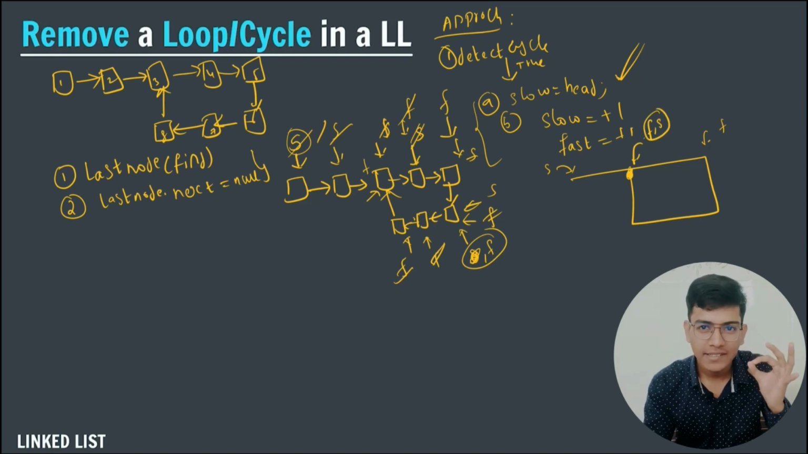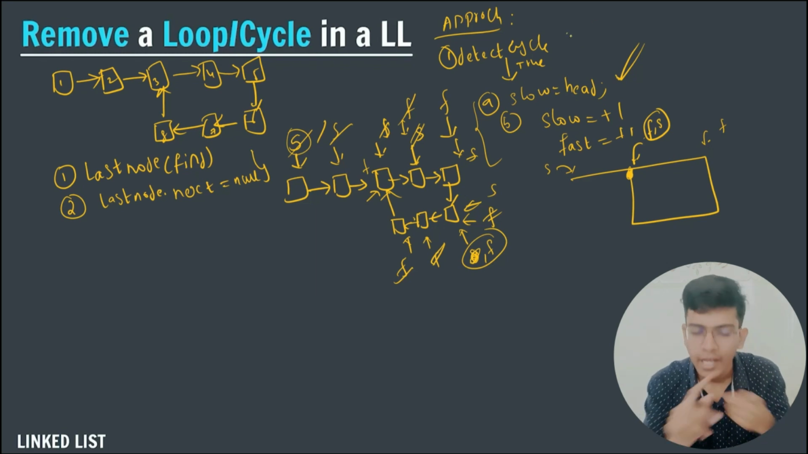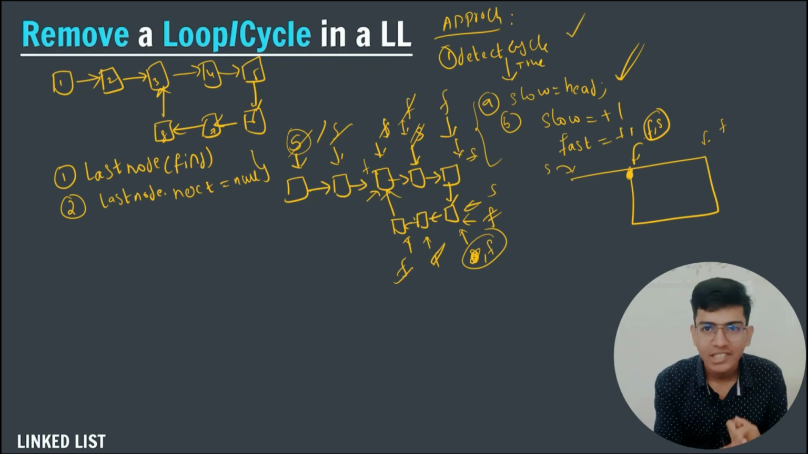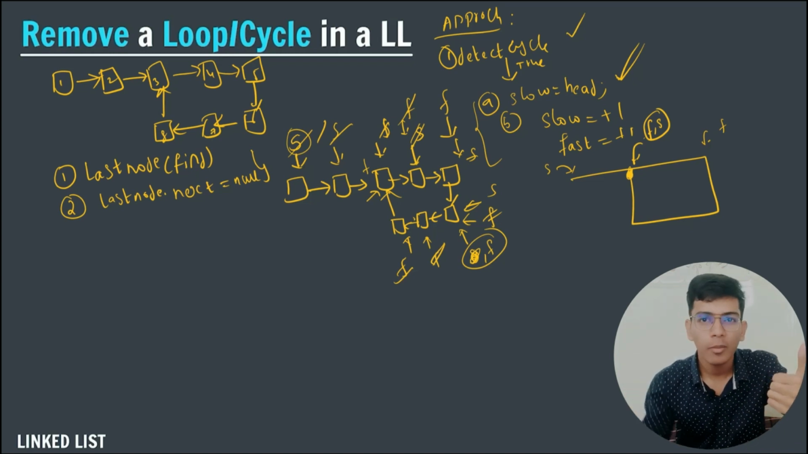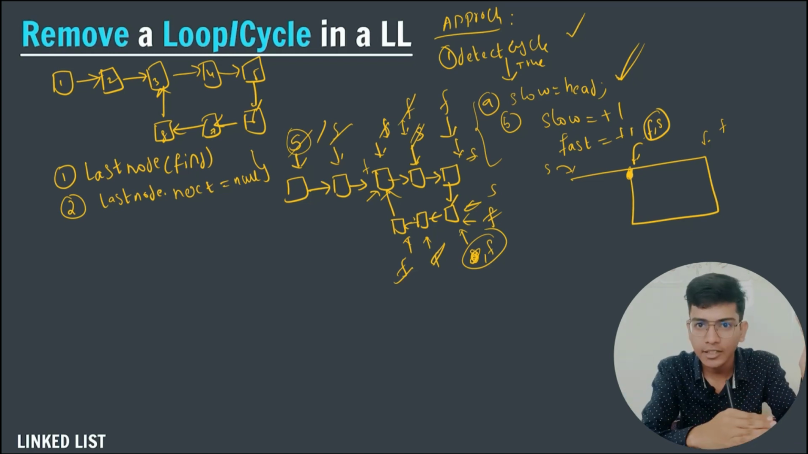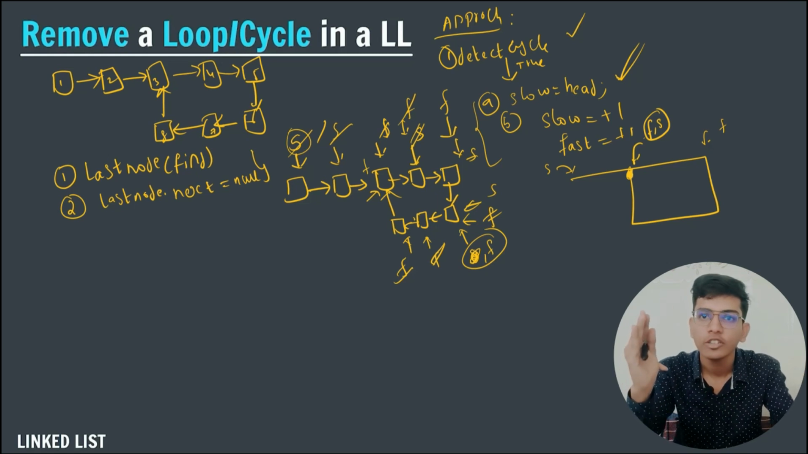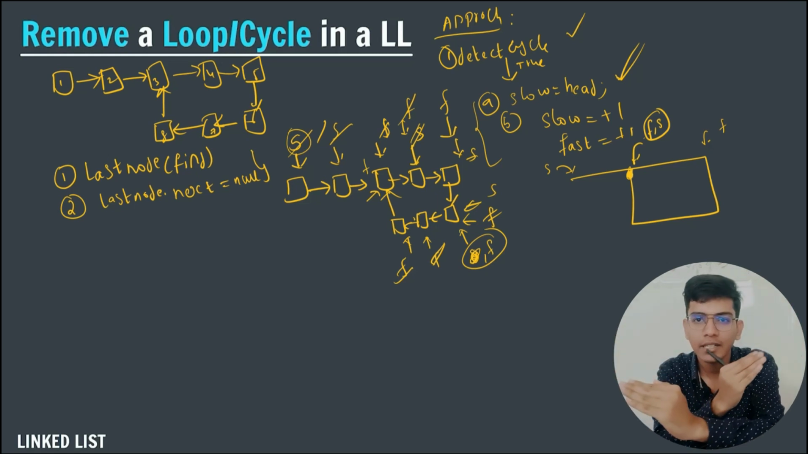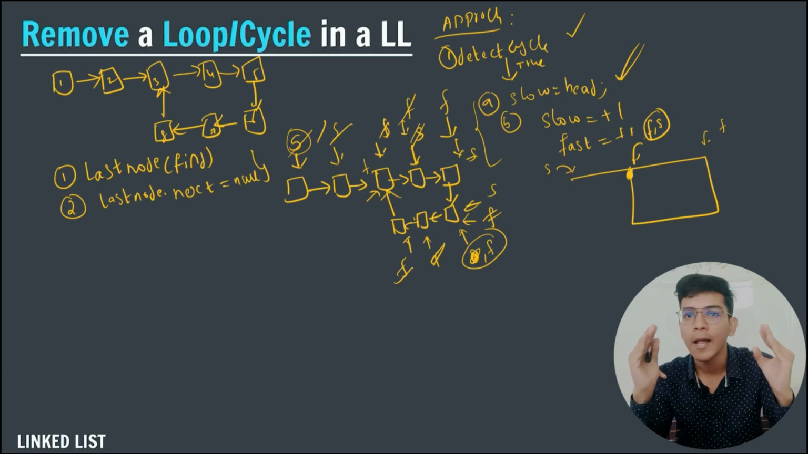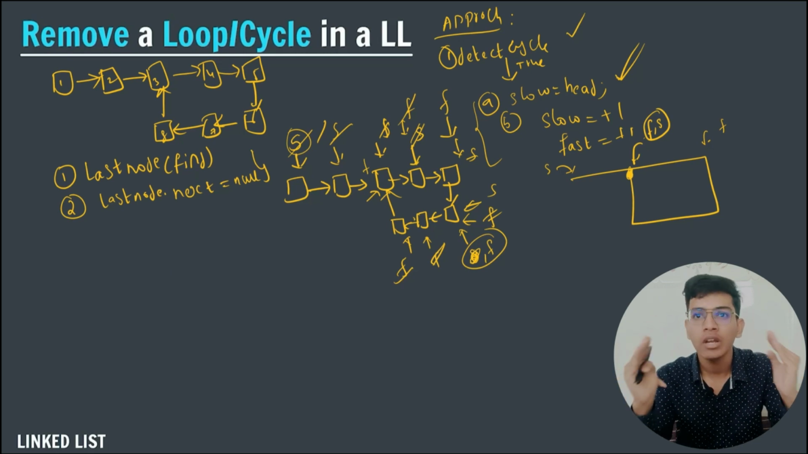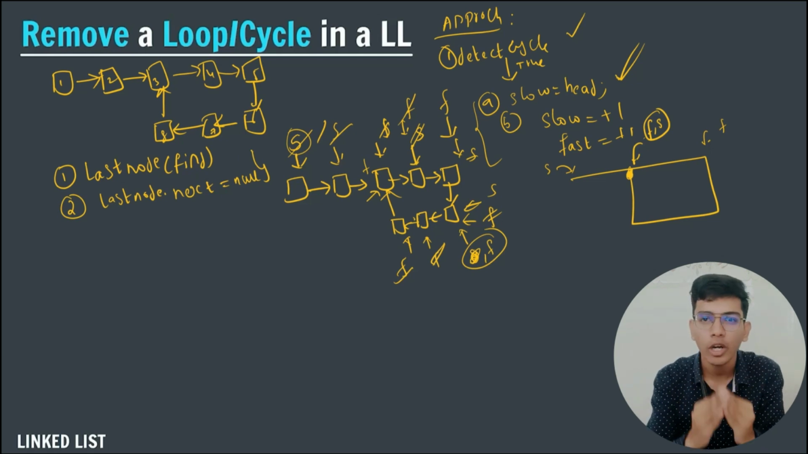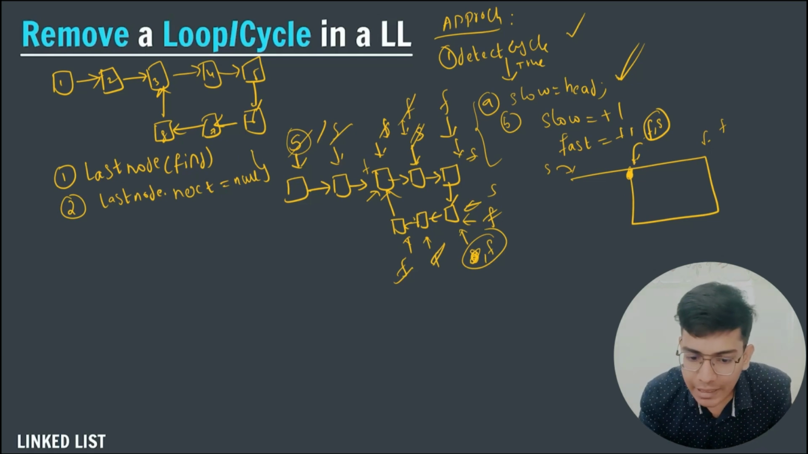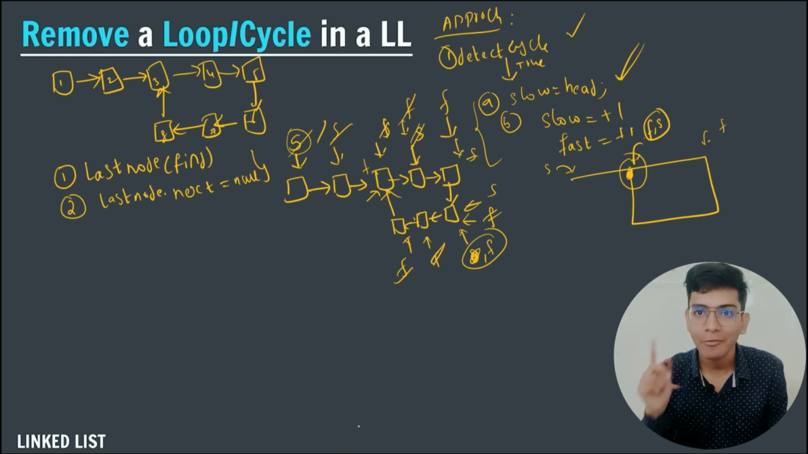Mathematically, you have to understand that the approach is: I detect my cycle. If the cycle exists in my list, then I will change the value of slow. So slow will become head. After that, I will increment slow and increment fast. The incrementation will continue until slow and fast meet at a point, and mathematically that point will be the cycle creation point. You have to understand this.